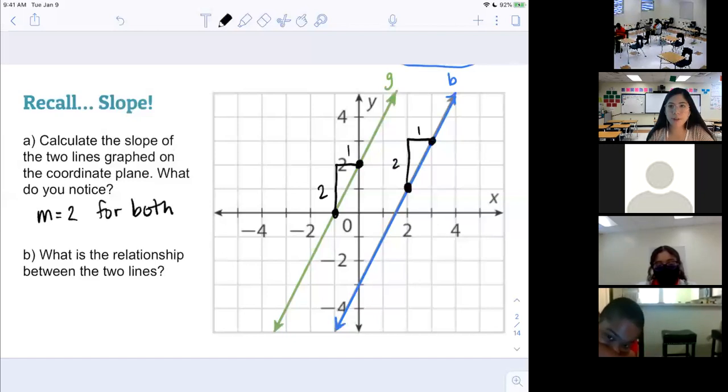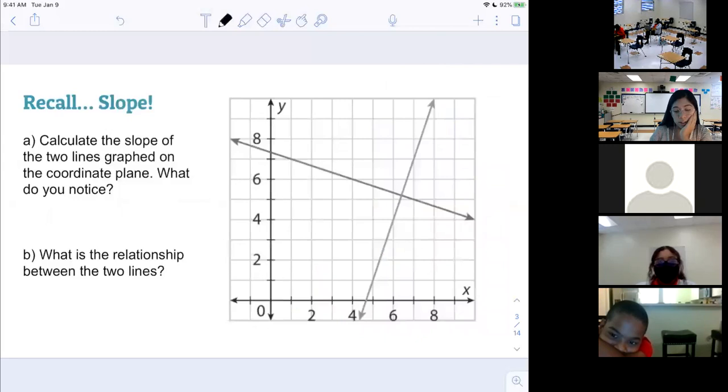And what's the relationship between these two lines? What are they called to each other? Someone say it out loud. Parallel. Yeah. All right, so notice we have 2 lines with the same exact slope. Those are parallel lines.